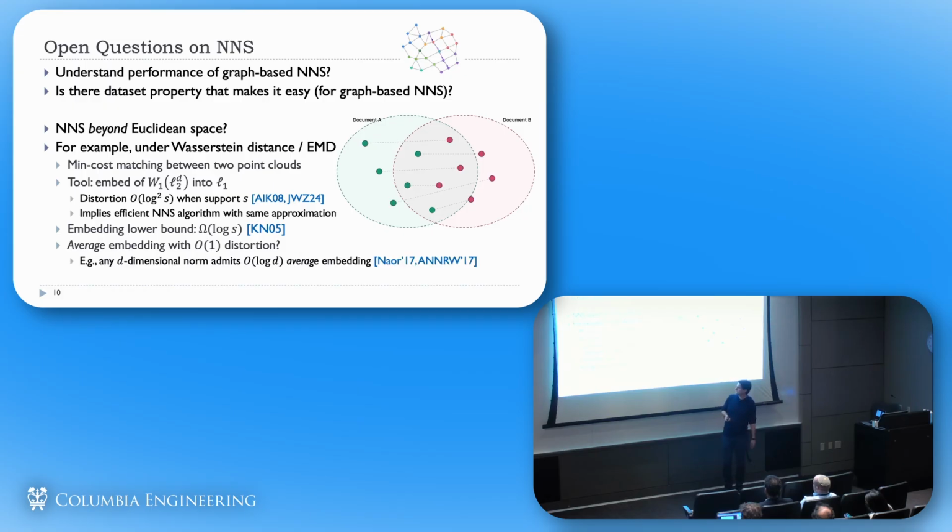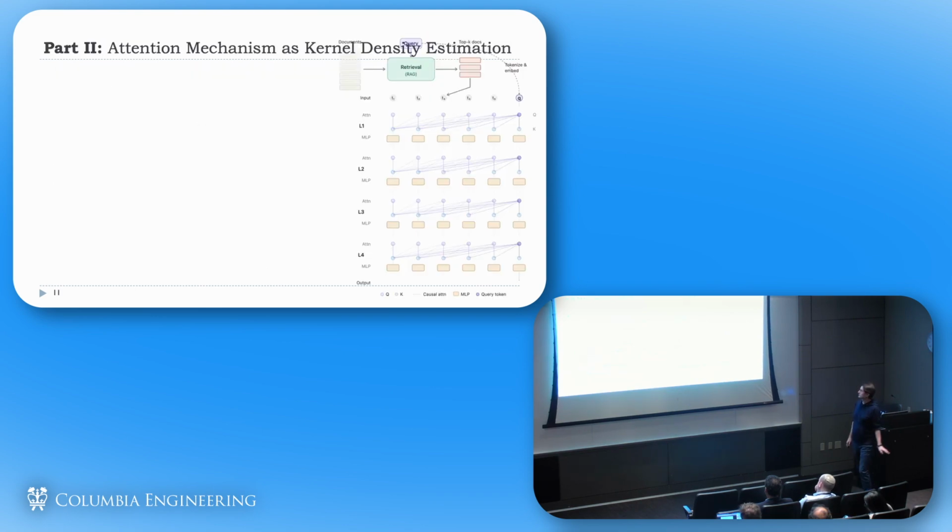Just to contrast, there was a very nice result by Assaf Naor a few years ago that showed that for any d-dimensional norm, there is a logarithmic in dimension average embedding. This is much better than for the standard Lipschitz embedding, where the distortion is root dimension. So this is exponentially better, and that led to some nearest neighbor search algorithms for these arbitrary norm spaces. Okay, so this is RAG.